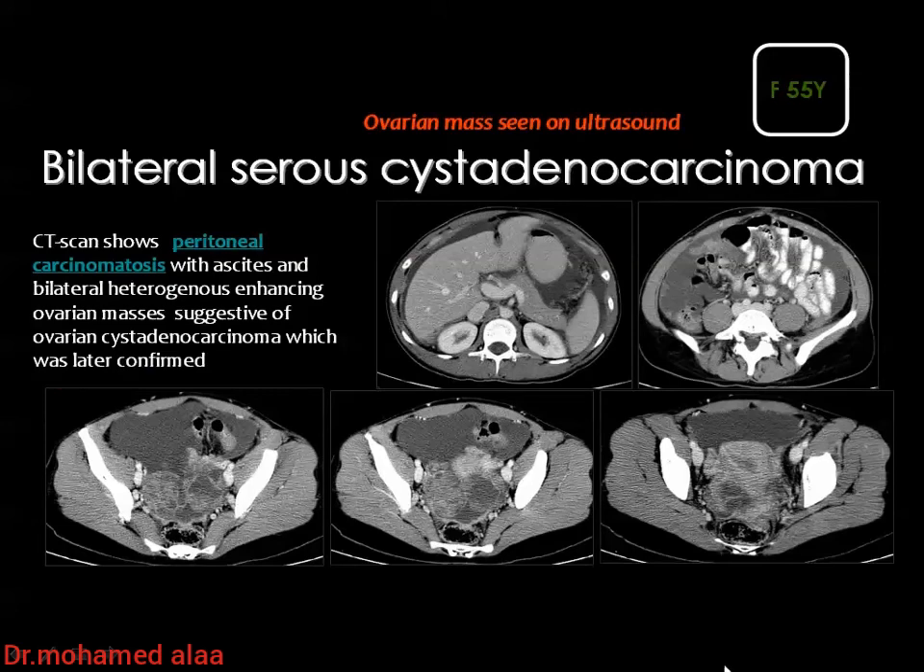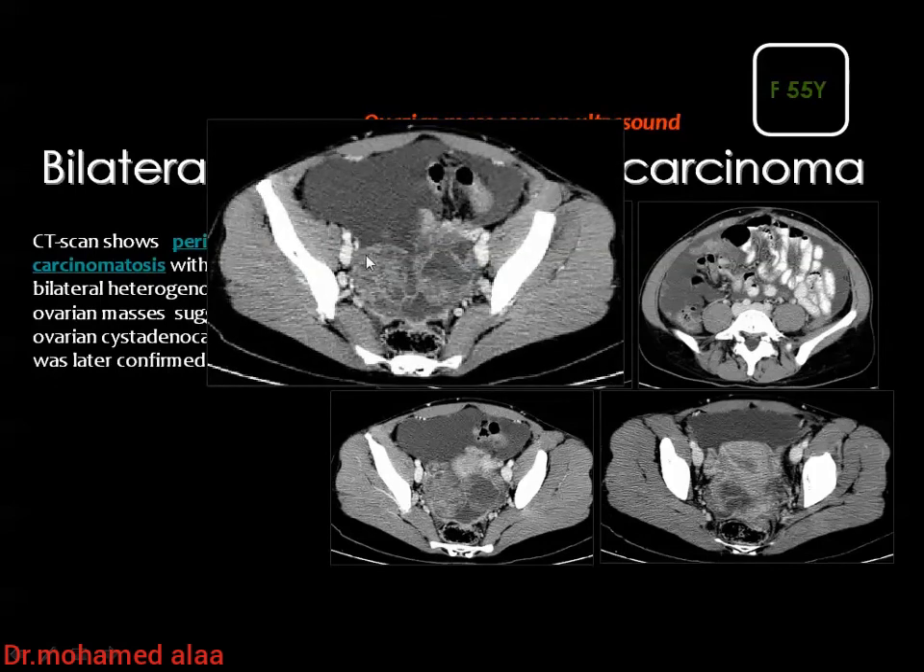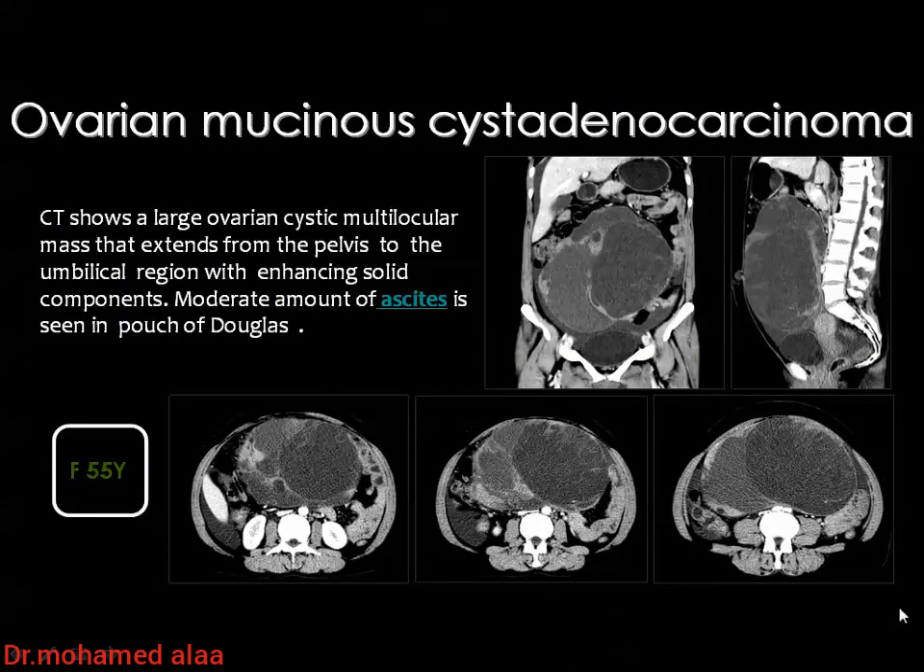And it's known in the literature that the serous cystadenocarcinoma usually occurs in both ovaries, in bilateral disease. And you can see here you have two lesions in both ovaries. Both lesions are cystic, but they contain solid components. And this is also now an example.